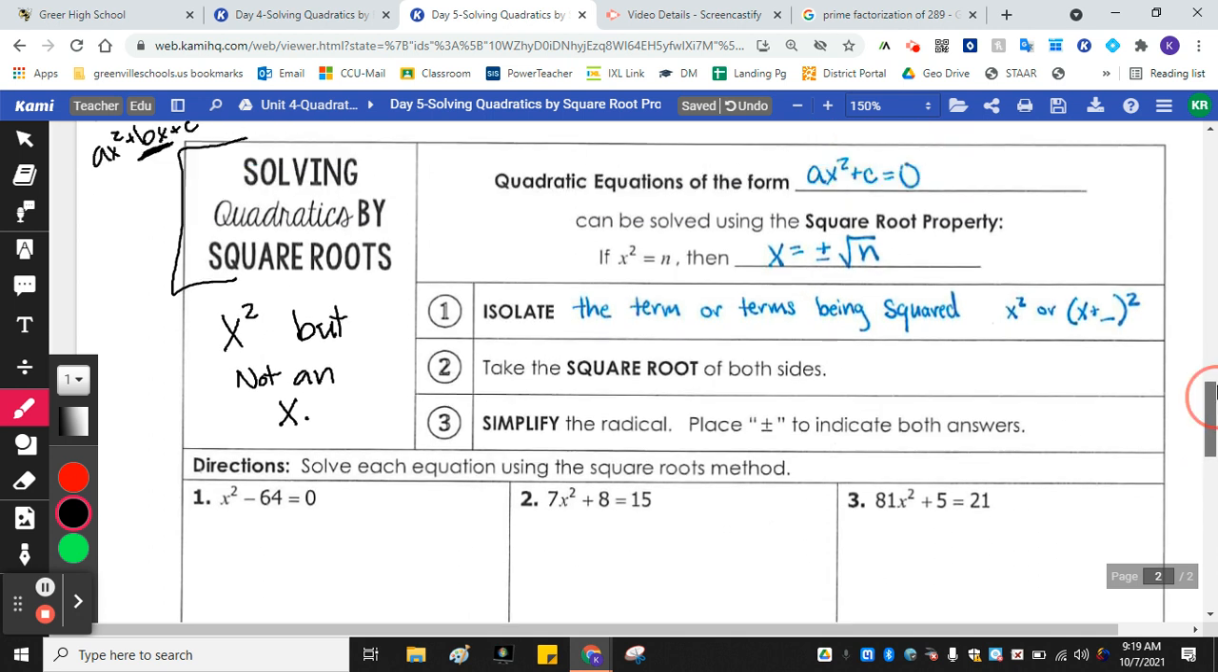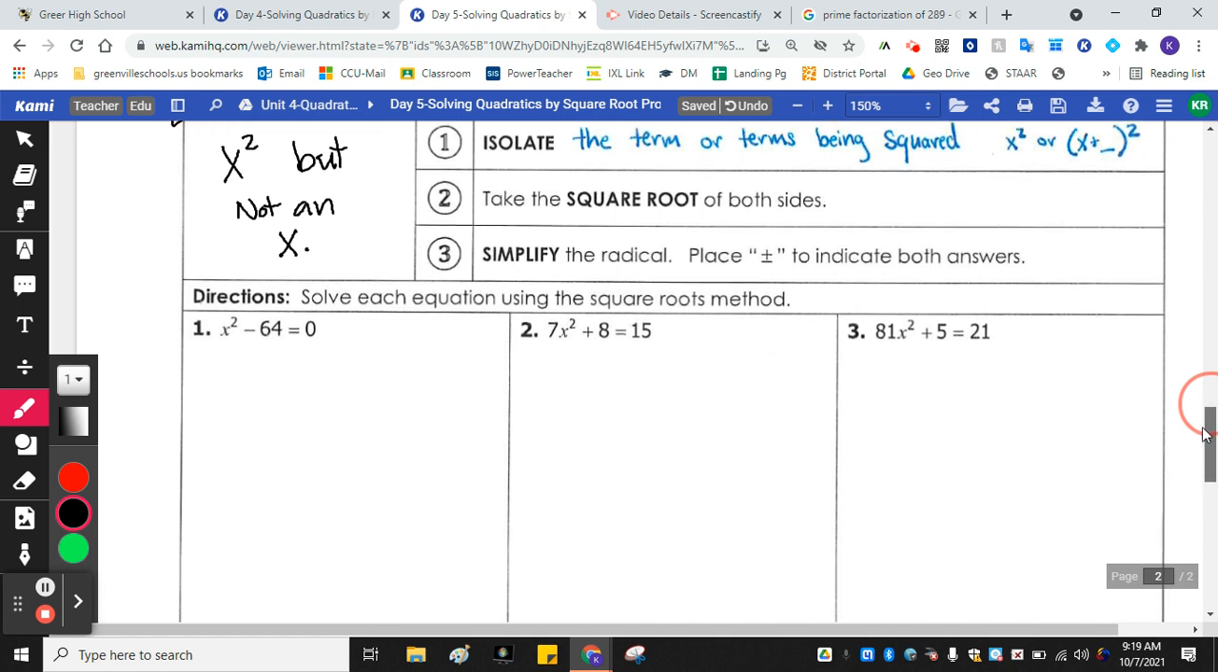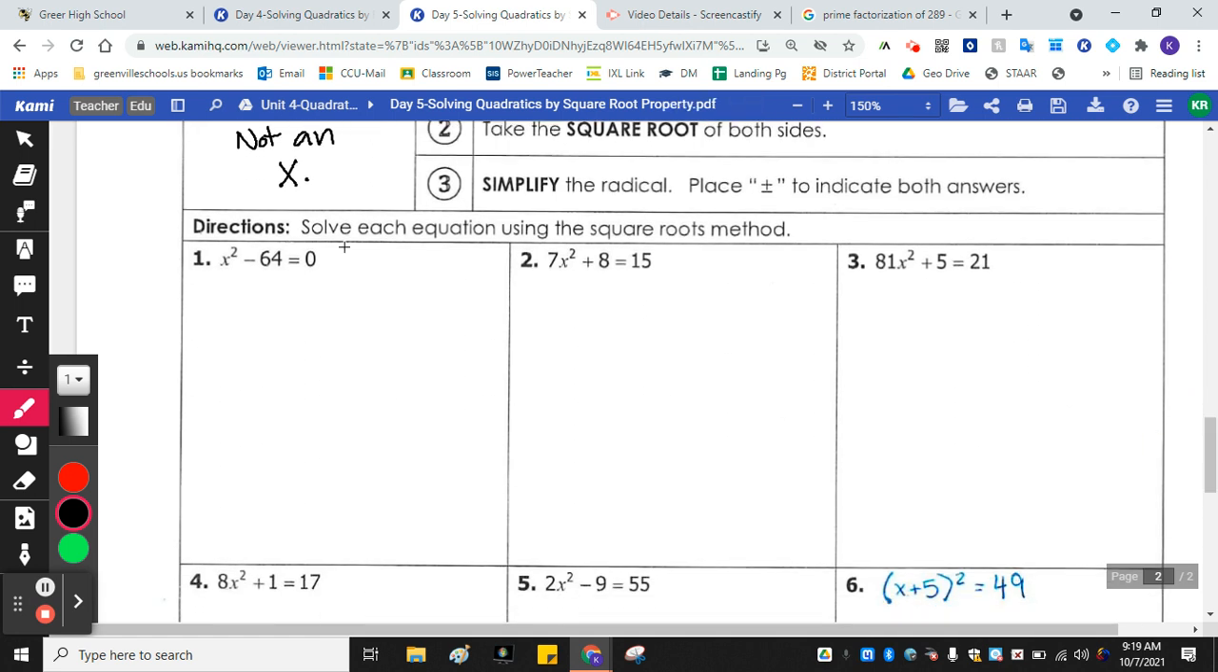Okay, so if there's not an x term, you isolate the term or terms being squared and take the square root of both sides. When you take the square root, don't forget plus or minus because it could be a positive 64 or negative 64. So what I mean by that, get what's being squared alone. So x squared is being squared. So I'm going to get rid of the 64, add it over. And then there's two numbers squared that gives me 64. Obviously, 8 times 8 gives you 64, or negative 8 times 8 gives you 64.